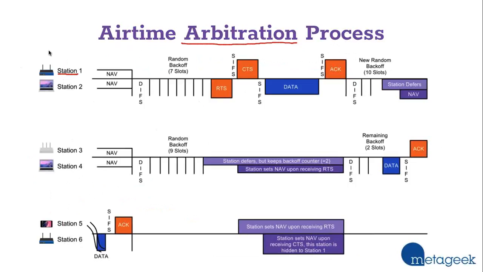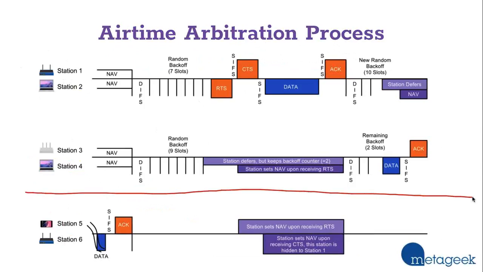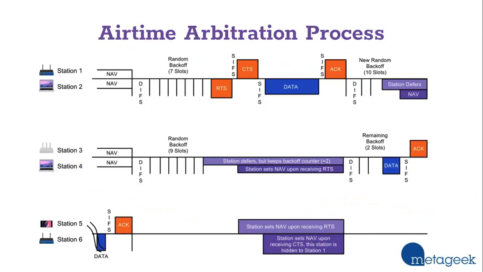So we've just got a bunch of different stations here. We've got station 1, station 2, station 3, 4, 5, and 6. A bunch of different wireless stations here. And then what we're going to do is move from left to right through time. So this is time, as we move across the page here. So let's go ahead and start out here with station 6.